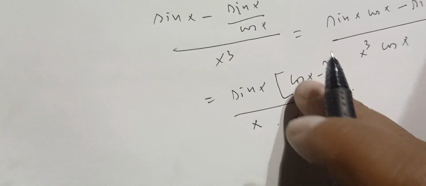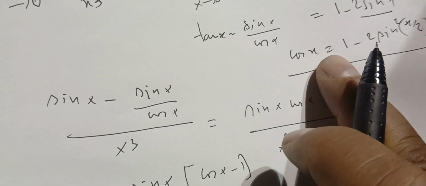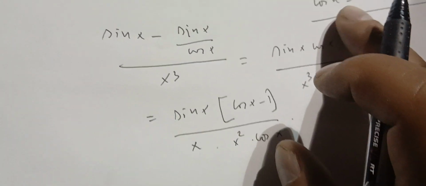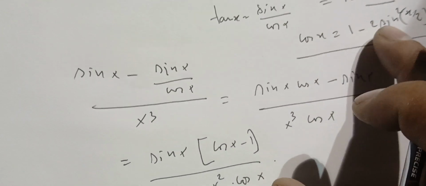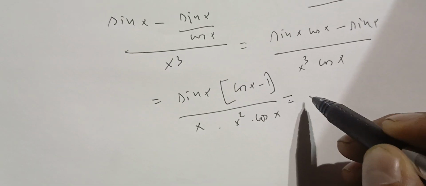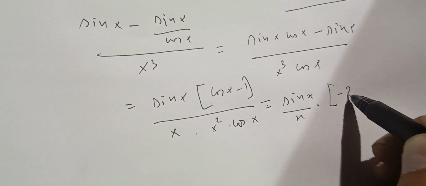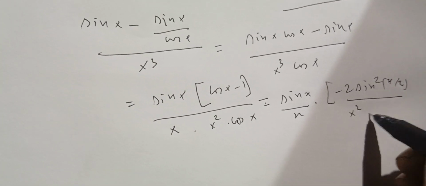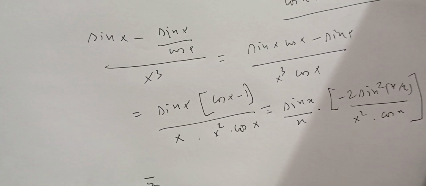Let's try to simplify this one. Here we're going to use this formula: cosine x is 1 minus 2 sine squared of x over 2. So when we take the minus 1, we get cosine x minus 1 equals minus 2 sine squared of x over 2. Let's use it here. We get sine x over x times minus 2 sine squared of x over 2, over x squared cosine x. Sounds good now.